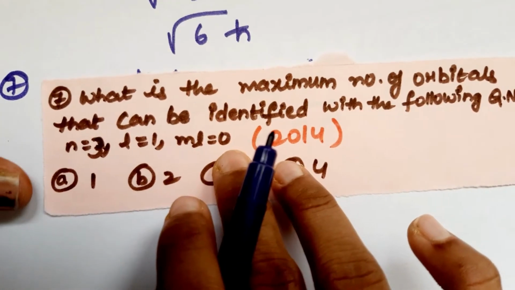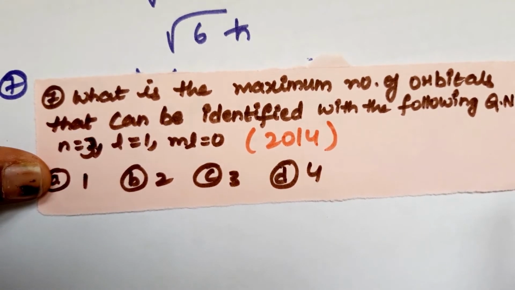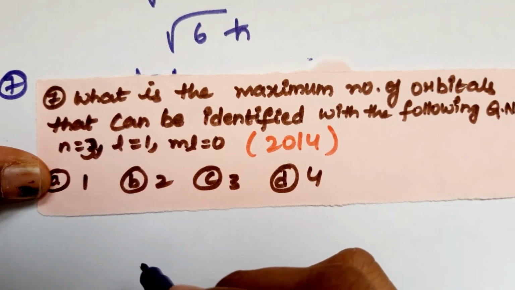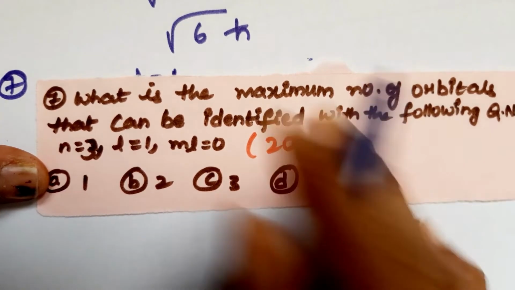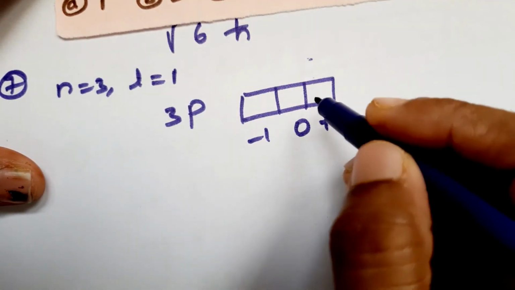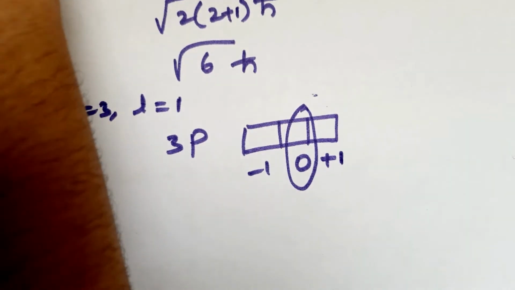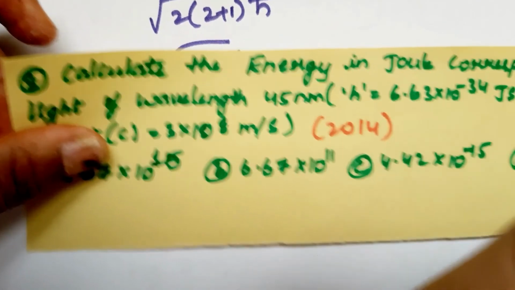How many electrons can be possible in one orbital? Only 2. Here the maximum number of orbitals is only one orbital. See the next question, the 8th question. These are all important questions which were given in previous year questions.